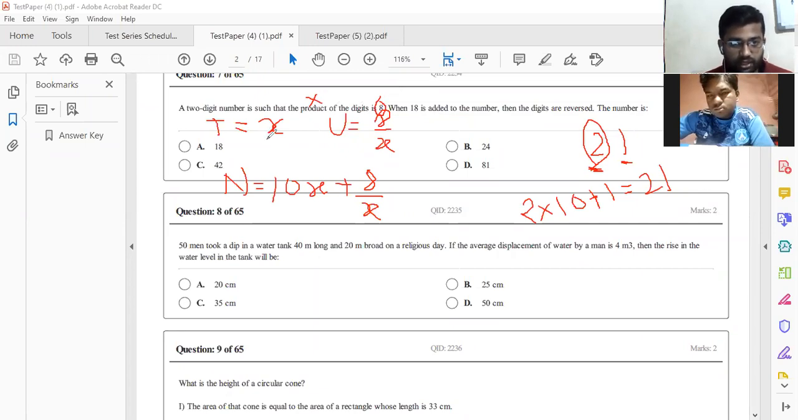So I am assuming x and 8 by x, because if we multiply x into 8 by x, you will get 8. Okay, x gets cancelled. Similarly, clear? So now your number is 10x plus 8 by x. Clear?